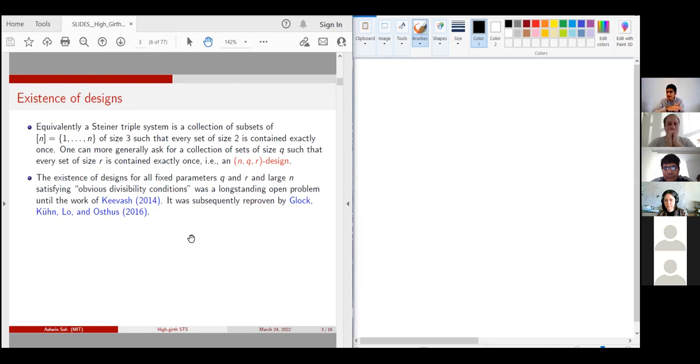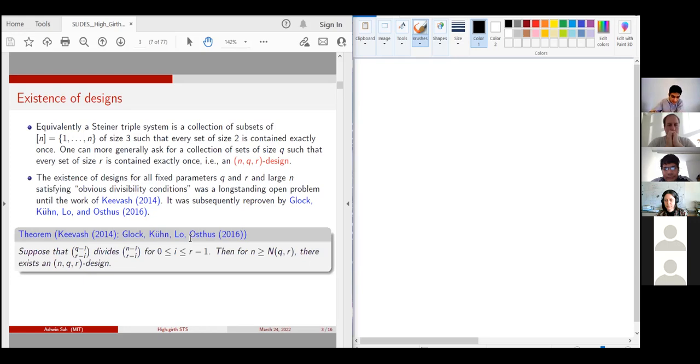Okay. So we aren't going to talk very much about this general problem, but I would be remiss if I didn't mention this groundbreaking work. Namely, that as long as n is large, and again, you have to satisfy these obvious divisibility constraints, then (n, q, r) designs do exist. This was originally proven by Keevash and reproven by Glock, Kühn, Lo, and Osthus.